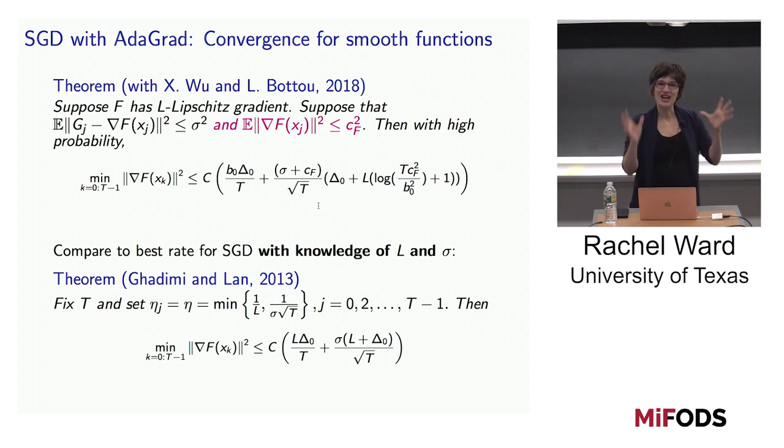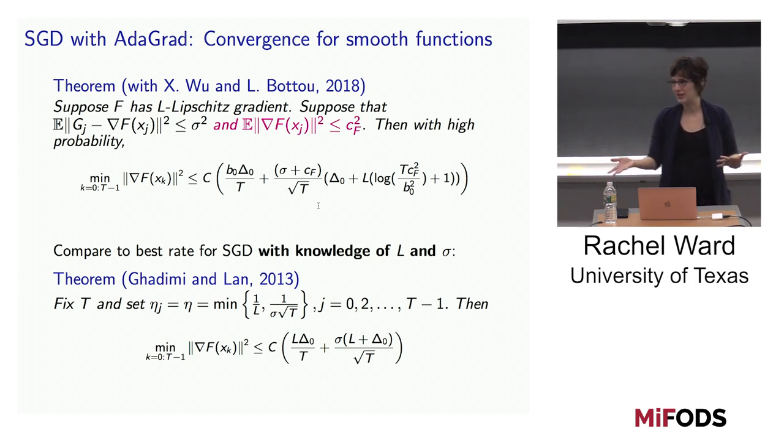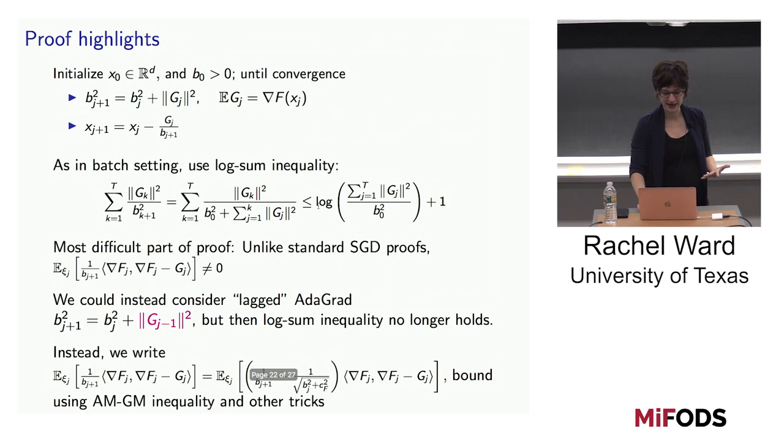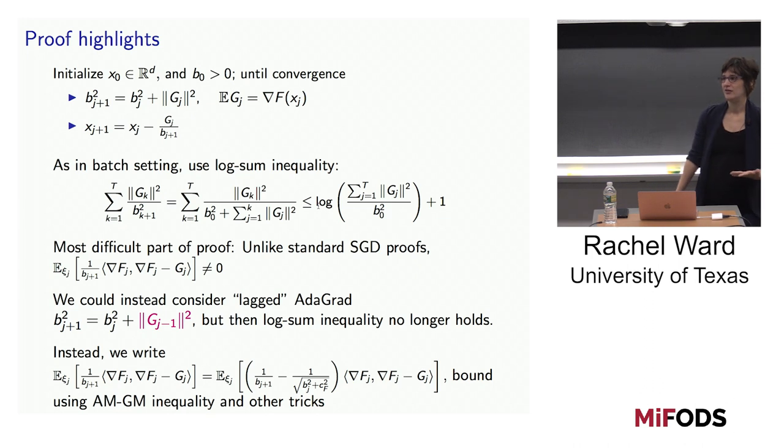So in particular, as we let sigma go to zero and go into the case of deterministic gradient descent, we do not recover a convergence rate for deterministic gradient descent, that is a 1 over T rate, whereas the Ghadimi and Lan result does. So that's a future direction to improve this theory. I think it's very possible. We just don't have the analysis. The proof highlights. The proof was very fun for this.